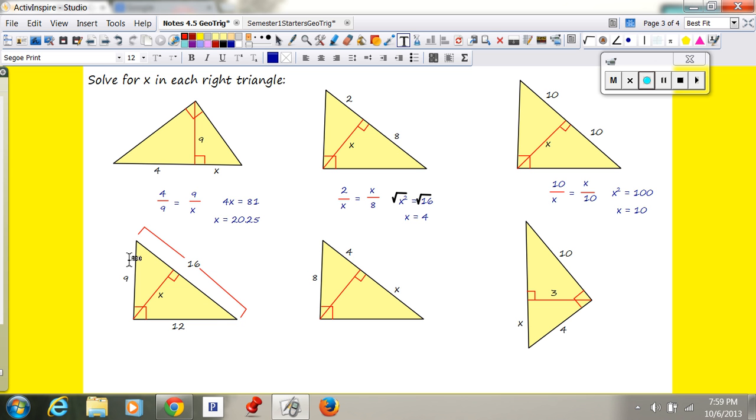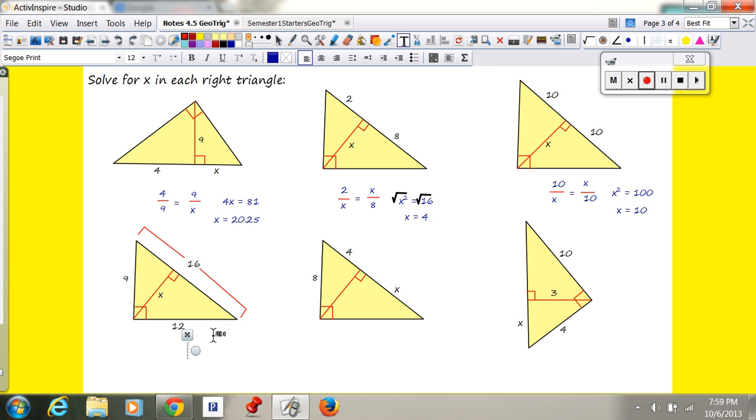Alright, let's try this one. Maybe you could try it on your own if you want to. Go for it. Pause the video, give it a shot. This one we might use similar triangles instead. We could say that we have our small triangle here has the hypotenuse and the long leg. So I could make that a ratio. I could put my long leg.